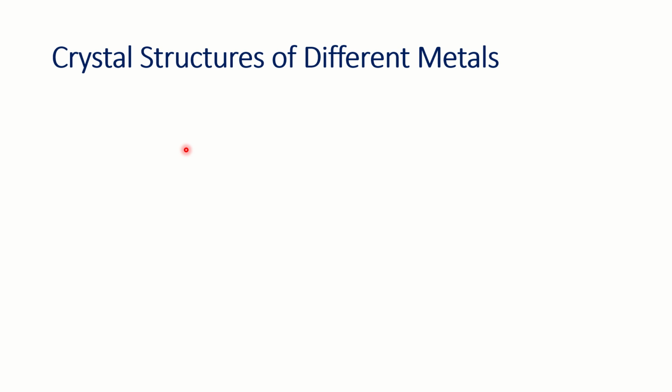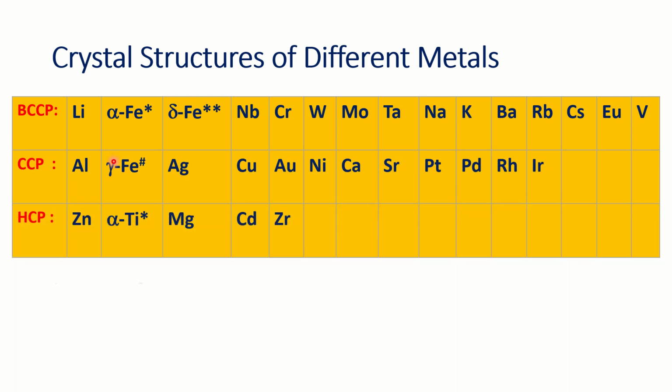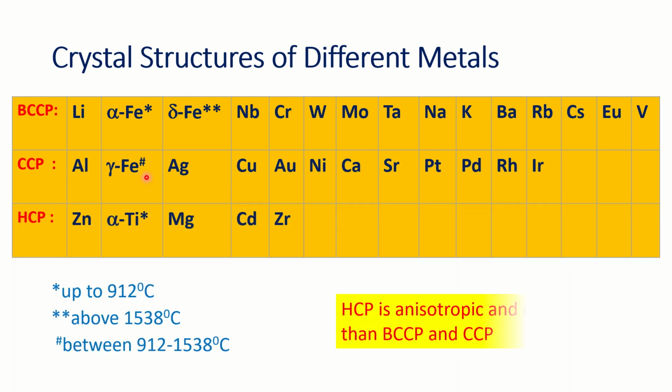Now, which metals have which type of crystal structure? I have a tabular display here. So these metals have been tabulated here. Body-centered cubic close packed: lithium, already discussed. Alpha iron, which is stable up to 912 degrees Celsius. Then delta iron, stable above 1538 degrees Celsius. Then niobium, chromium, tungsten, molybdenum, tantalum, sodium, potassium, barium, rubidium, cesium, europium, and vanadium. They all belong to body-centered cubic close packed.